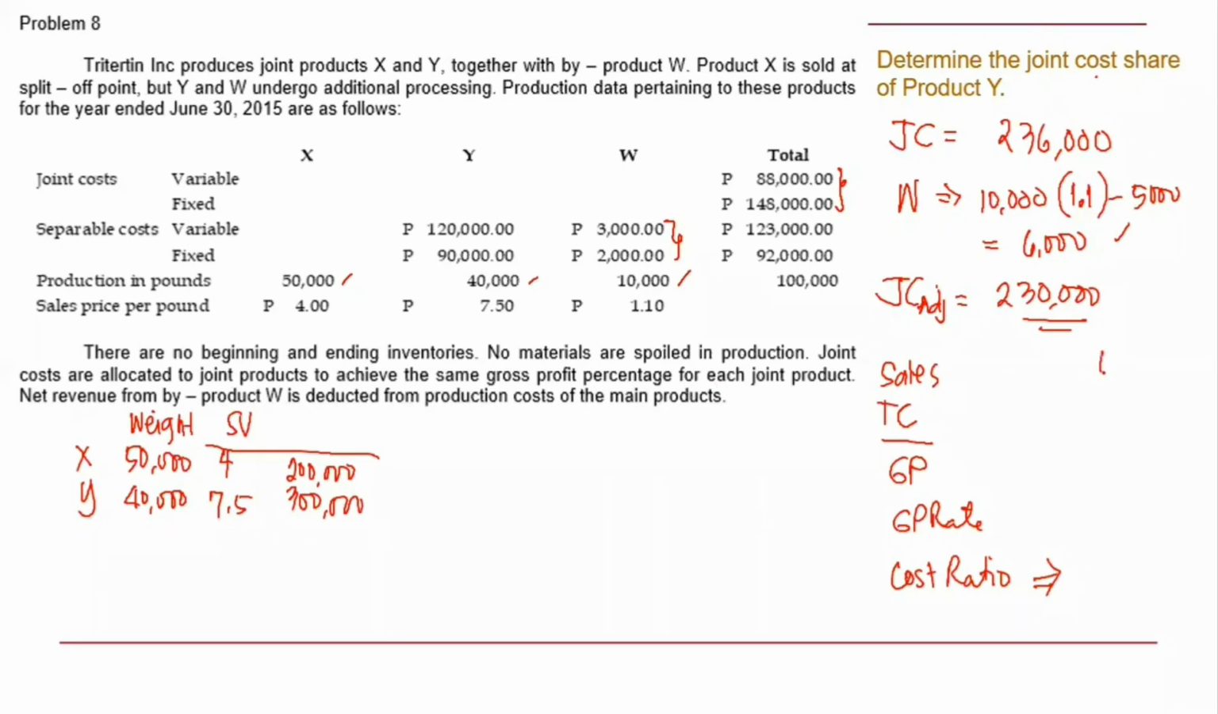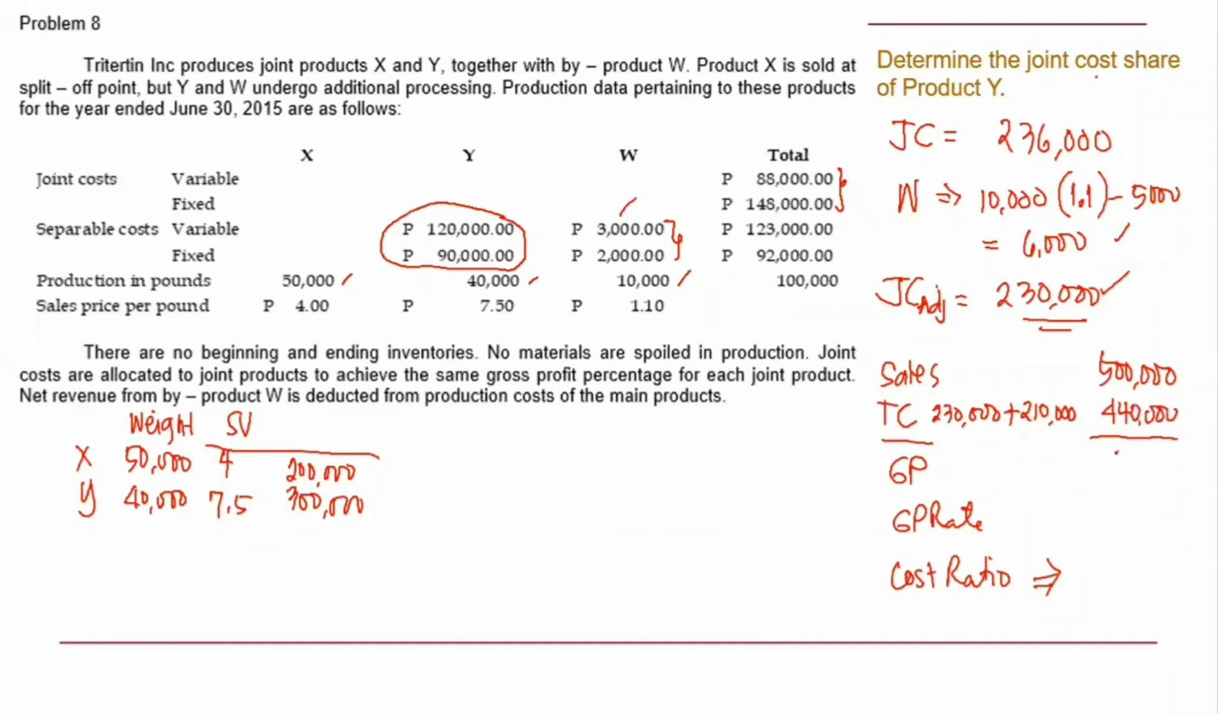Ito rin po yung sales natin dito. Total of 500,000. Magkano total cost ang meron tayo? Una, yung joint cost natin. Magkano yung joint cost natin? It's 230,000. Plus, yung additional processing cost natin. Ano yung additional processing cost natin? Ito na lang po, kasi na-minus na natin itong 5,000. So that's 210,000. Ayan. So ang total cost natin would be the joint cost and the additional processing cost of the major products, and then that would be 440,000.